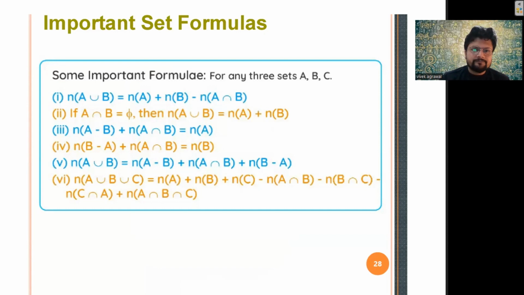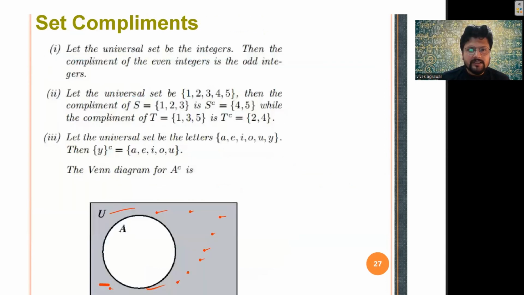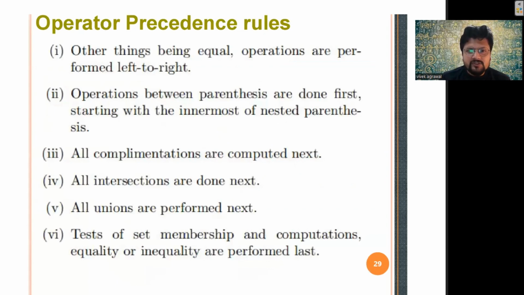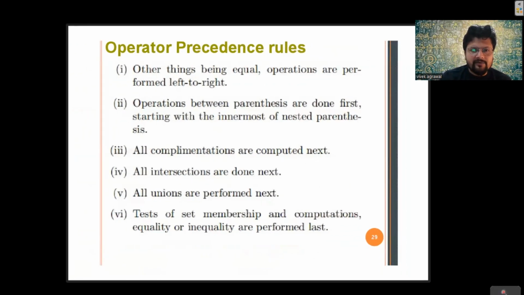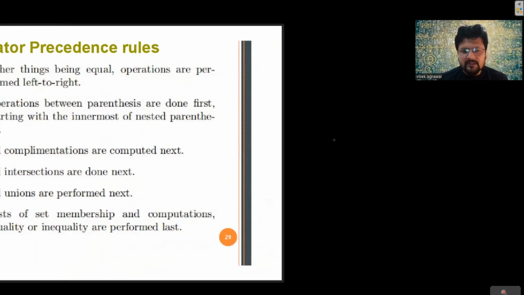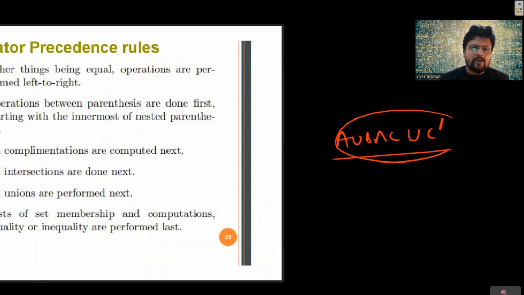Let's talk about the next thing, that is operator precedence rules. Yes, operator precedence rules means what? Suppose sometimes things will be given to you in a complicated way, like suppose it's been given to you A union B intersection C union C complement or something like that. If we simplify this whole thing, what will be the answer?